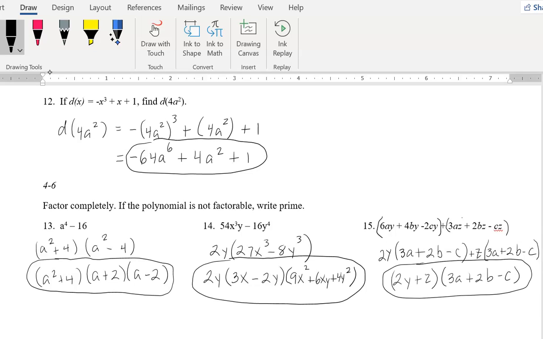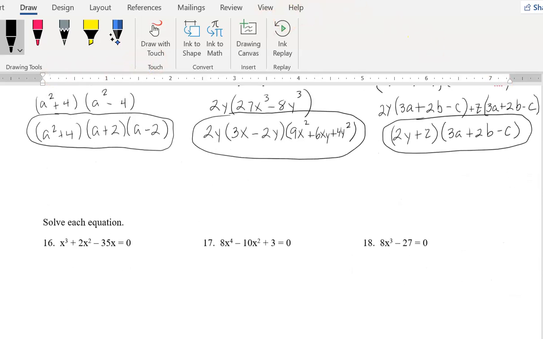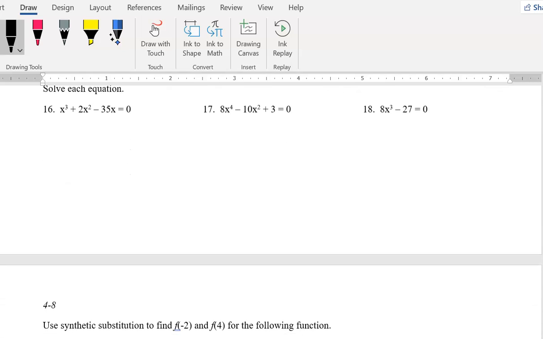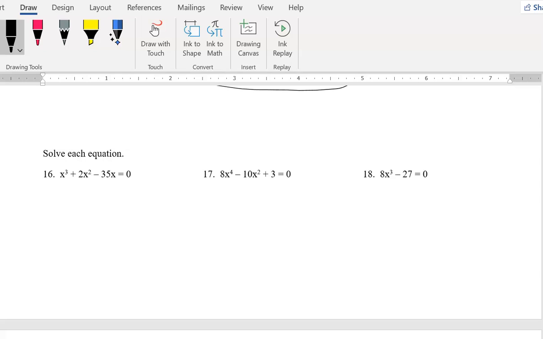All right, we are moving right along. The next problems are solving problems, but we're going to use factoring in order to help us solve. So for number 16, I noticed that there is a GCF. I can factor out x, and it becomes x squared plus 2x minus 35.